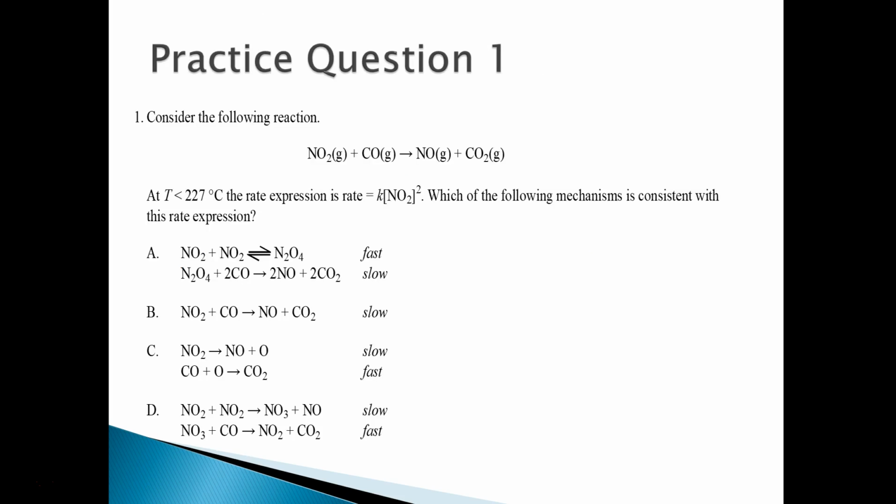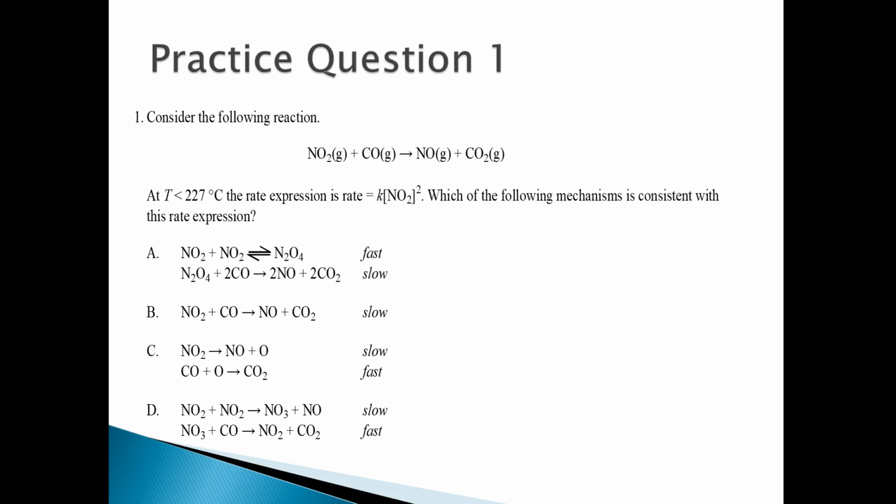All right, so here's a practice question. It says, consider the following reaction, and there it is. The temperature is less than 227 Celsius. The rate expression is k times NO2 to the second order. Which of the following mechanisms is consistent with this rate expression? So take a moment, pause the video, and see if you can find the correct choice.